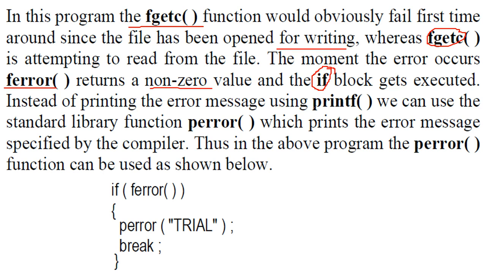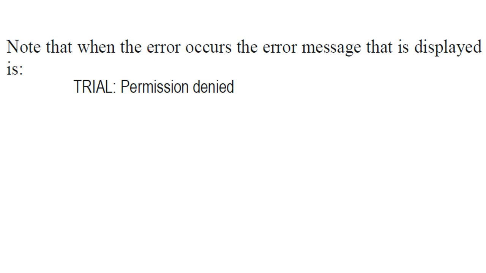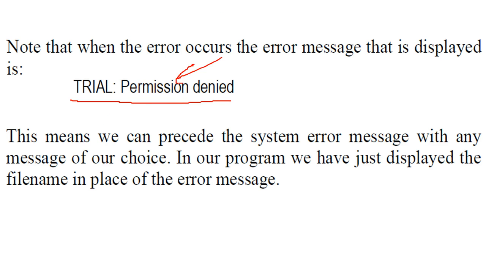Instead of just printing the error message using printf, we can use another standard library function, perror, which prints the error message specified by the compiler. So this program using perror will run like this: if ferror, then perror, trial, and break. Just see that when the error occurs, the error message is displayed like this. It will precede the system error message with any message which you want to give.